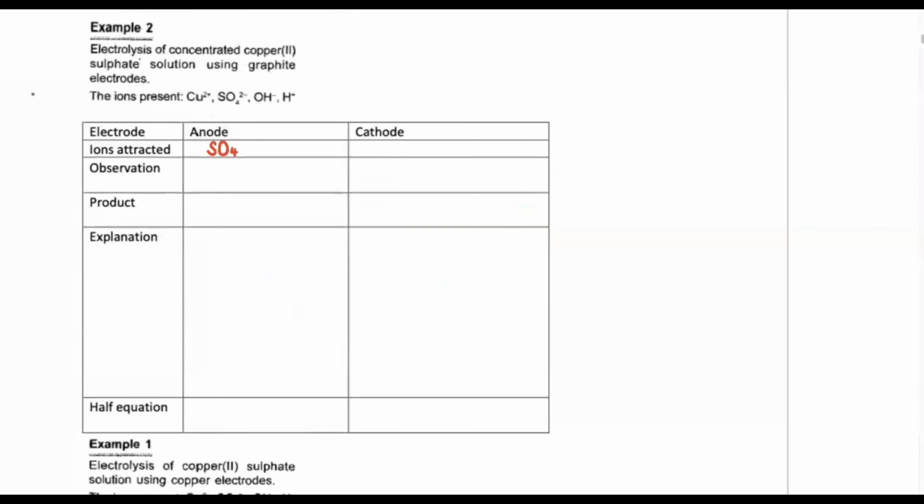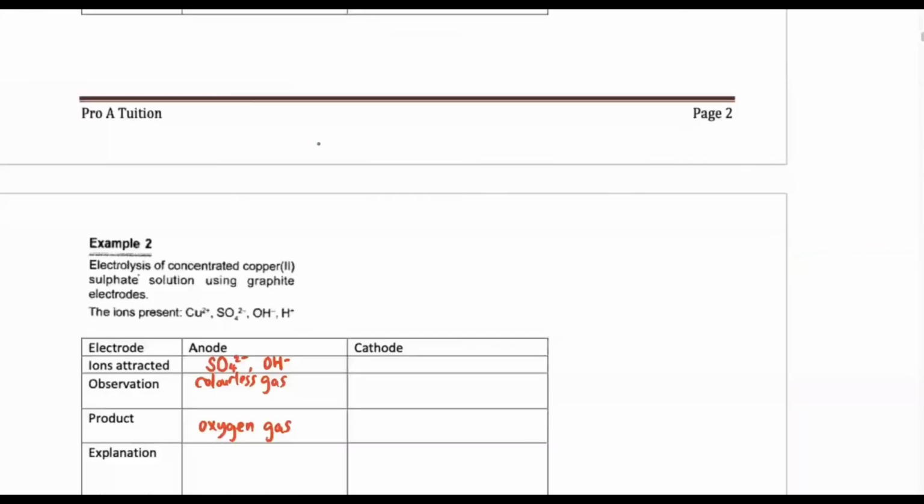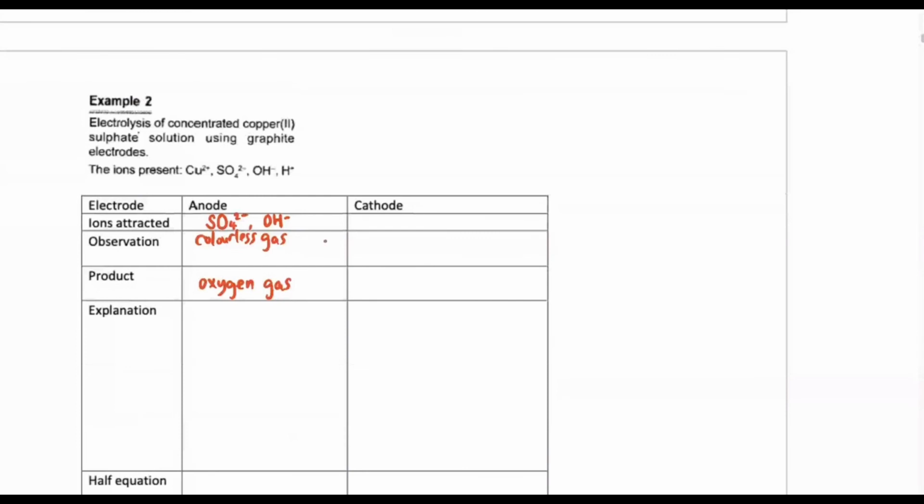Observation: colorless gas. If you want more details, you can say, same like just now, it lights up a glowing wooden splinter. So you can say that again: it lights up the glowing wooden splinter. Okay, so now let's see the cathode part.